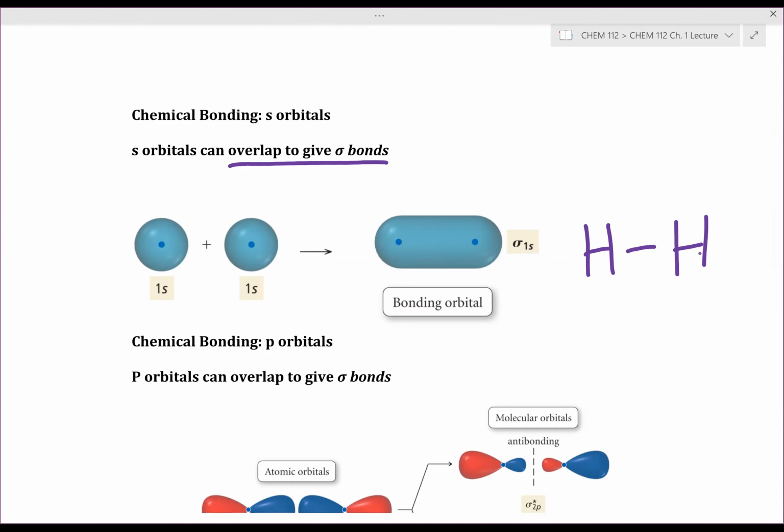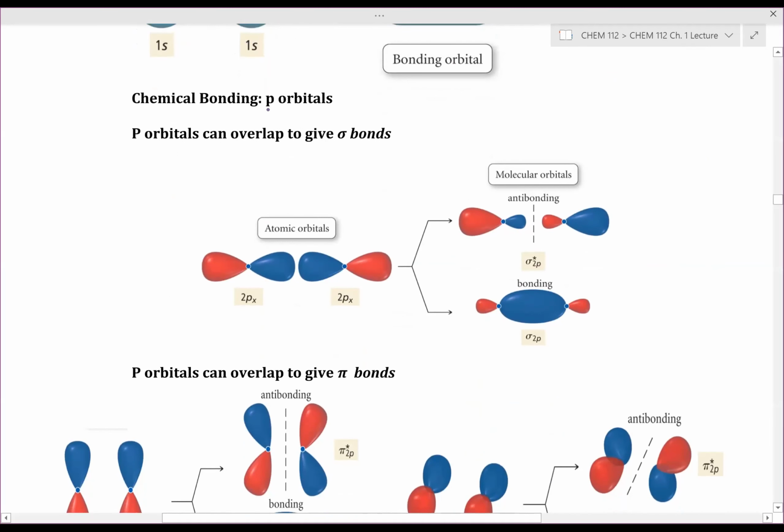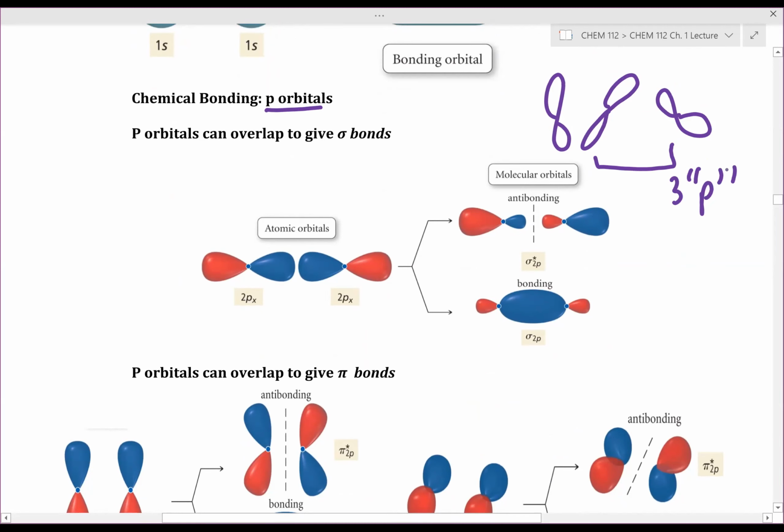Now, p orbitals are far more interesting to discuss. So for our p orbitals, let's take a moment and think. How many p orbitals do we typically have to work with? How many p orbitals do we have in each major shell? 3, exactly. So we have a total of 3 p orbitals to work with. And these can all be used for bonding.